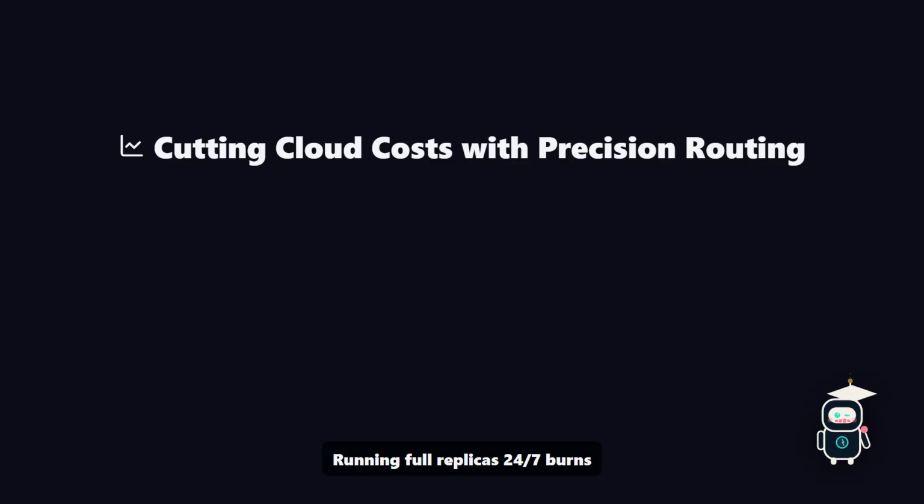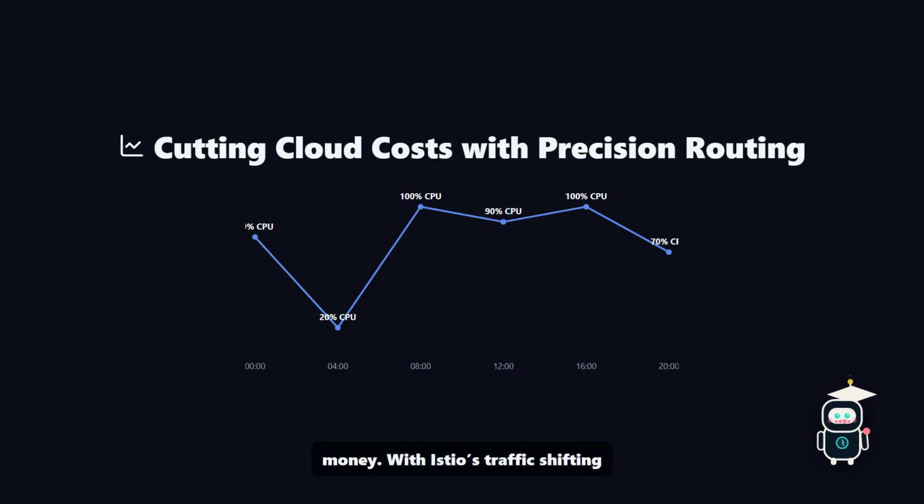Running full replicas 24/7 burns money. With Istio's traffic shifting and Kubernetes horizontal pod autoscaler, HPA, which scales the number of pods based on CPU or memory, you can schedule the mesh to route non-peak traffic to fewer pods. This line shows CPU with precision routing. Notice the drop during off hours. Without the mesh, you'd be running at a constant high replica count, wasting compute capacity that could be scaled down. Multiply that across a dozen microservices, and the savings become material immediately.